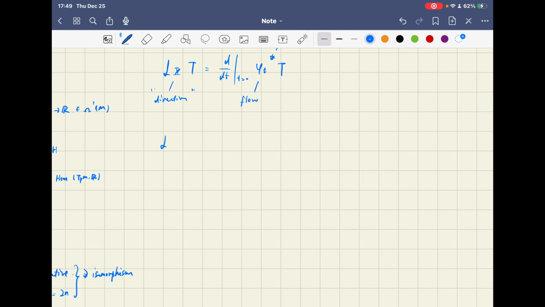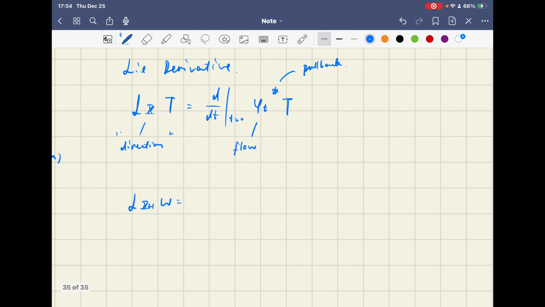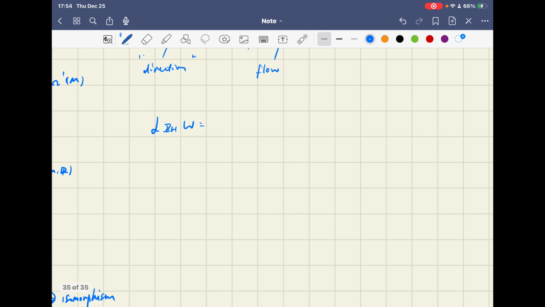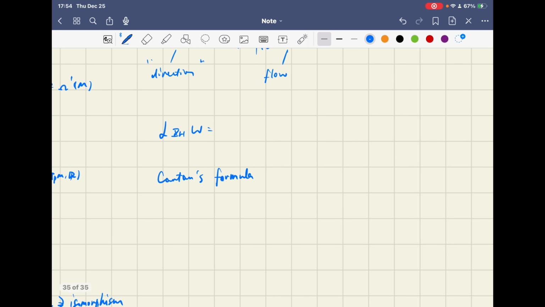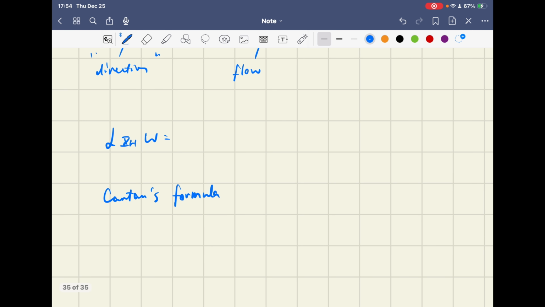So let's calculate the value for this. The definition given above is rather abstract, so we can't really use that equation to calculate it. But luckily, we have a formula called Cartan's formula that can help us calculate the Lie derivative of omega. This derivation is kind of complex, so I'm going to skip it for now. But after we use this formula, the expression becomes this.